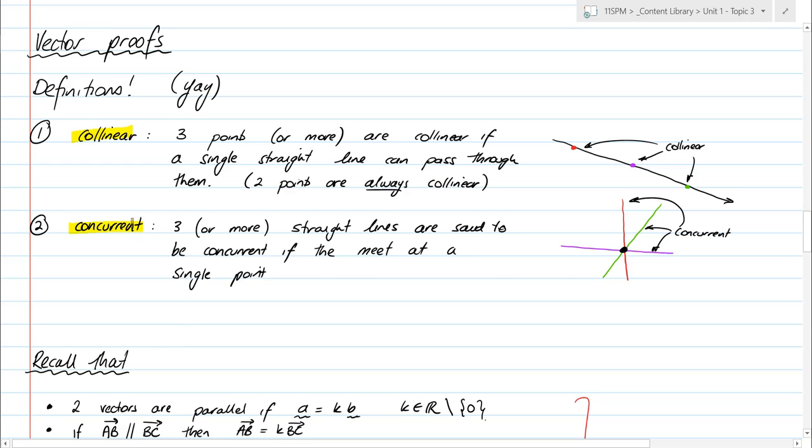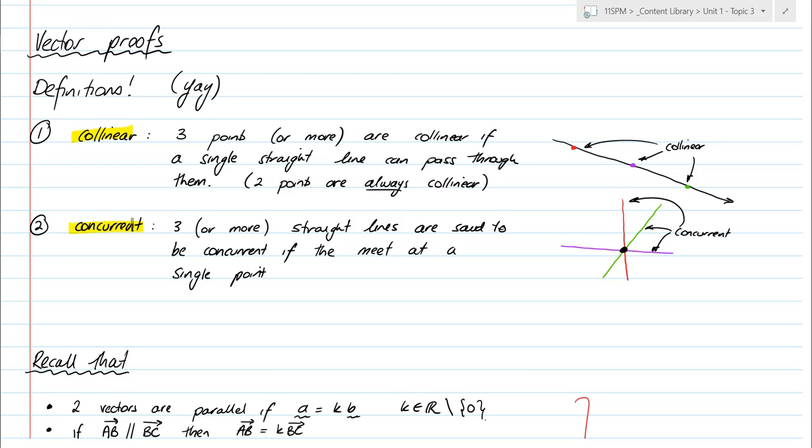Collinearity and concurrency. 3 points are collinear if they exist on the same straight line. That's the first thing. I'm going to move on from this maybe too quick for you. So if 3 points are on the same straight line and the same straight line passes through those 3 points, they're called collinear points. It can be more than 3. It could be 4, 5, 6, 10.